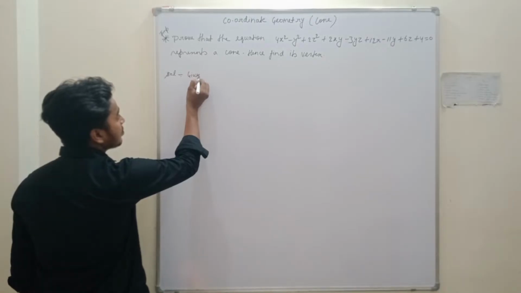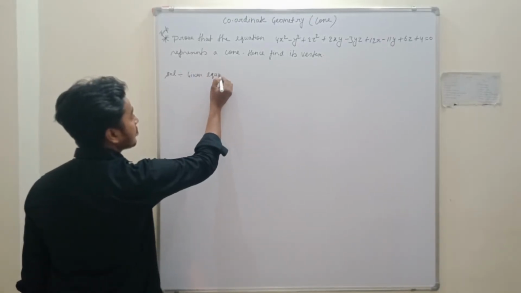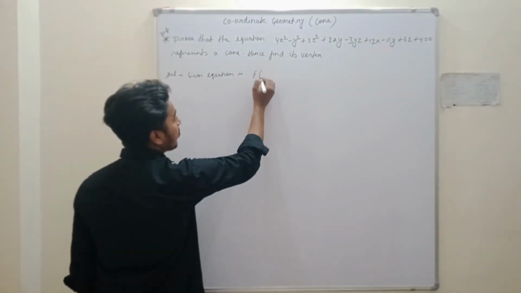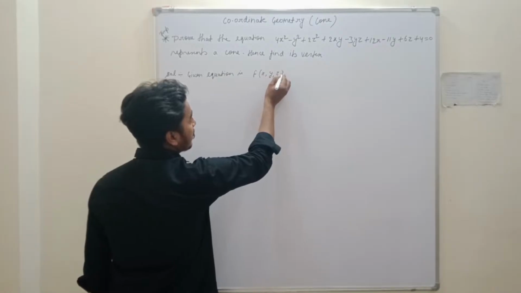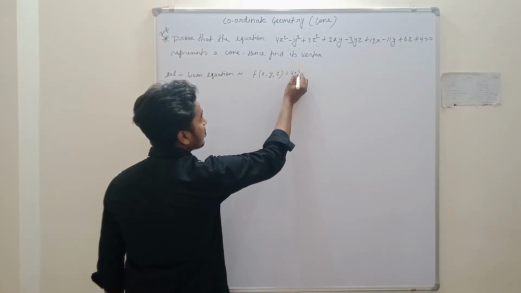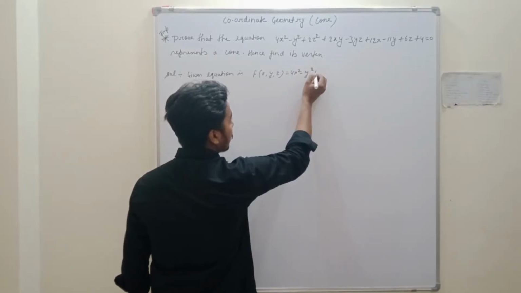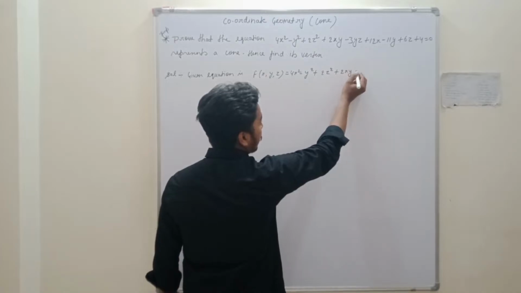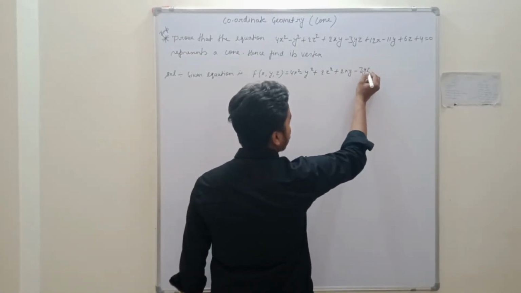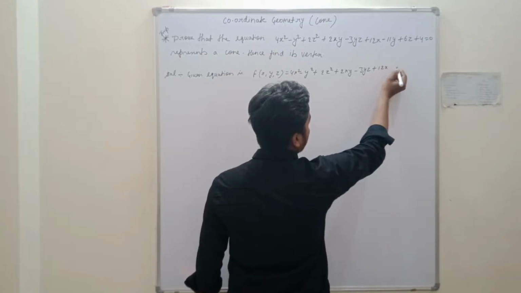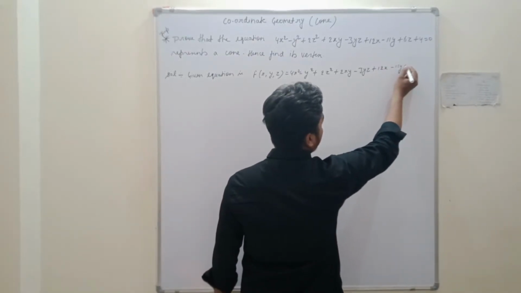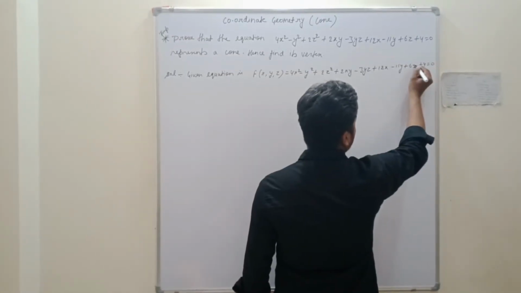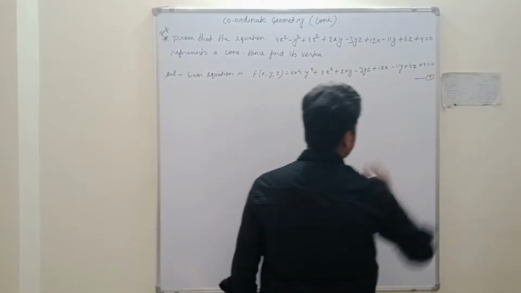Given equation is f(x, y, z) = 4x² − y² + 2z² + 2xy − 3yz + 12x − 11y + 6z + 4 = 0. Let this be equation 1.